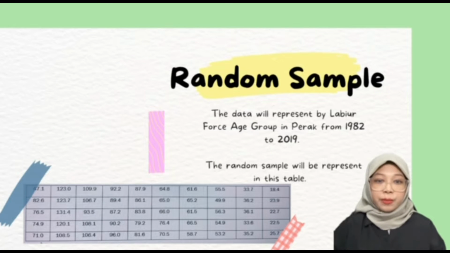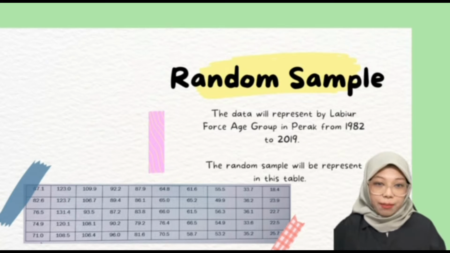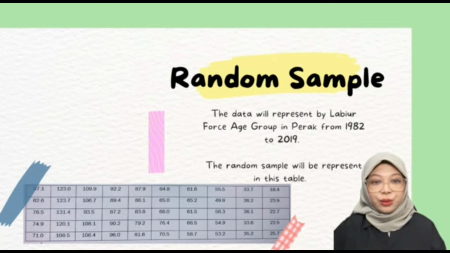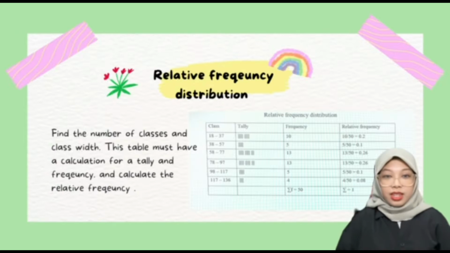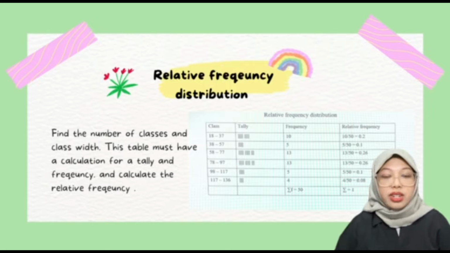The data will be represented by level for age group in Perak from 1982 to 2019. So I picked a random sample of 15 people from the age group. The random sample will be represented in this table. I use the table to describe the data with a relative frequency distribution.